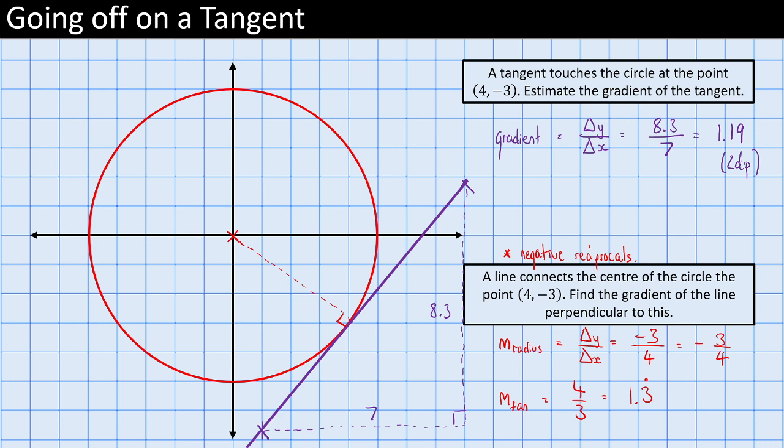Okay, and there we have it. We've got the gradient of the line perpendicular to our radius.